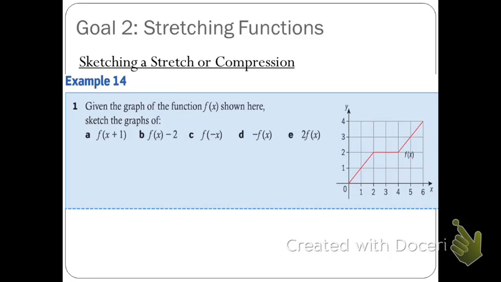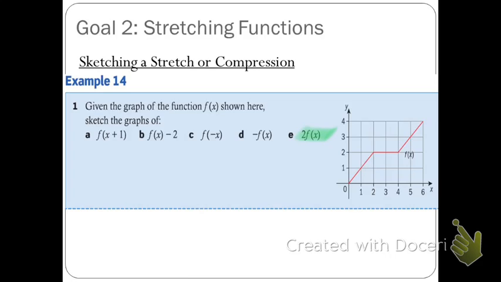Alright, we're going to finish this just like we did the translations and the reflections. We're looking back at example 14, and we're going to look at how do you stretch or compress a graph by a certain scale factor if all you're given is a graph. And what we're going to look at first is this part E. What if I were to try to take this function f of x and graph 2 times f of x?